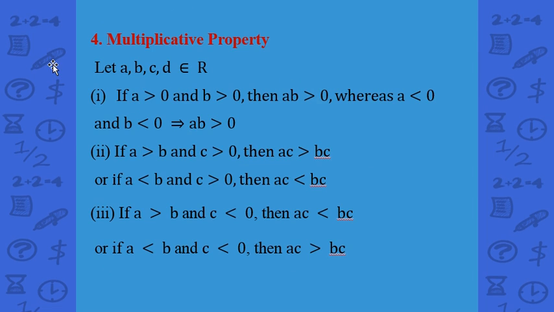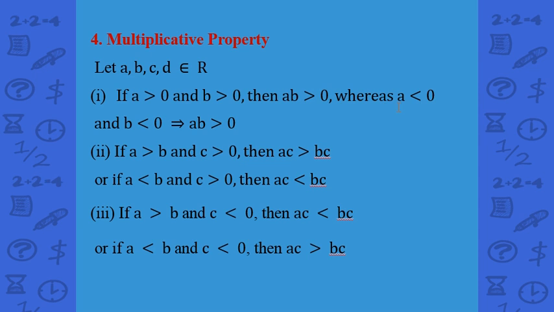Okay, now moving to the next, that are the multiplicative properties. Let A, B, C, D belong to the real numbers. The first case is that if A is greater than 0 and B is also greater than 0, then AB is greater than 0. AB means they are multiplying. It is the product of A and B. So we are supposing that both are positive numbers because both are greater than 0. I am supposing that A is 2 and B is 4. So 2 into 4 will be equal to 8, and 8 is also greater than 0, a positive number.